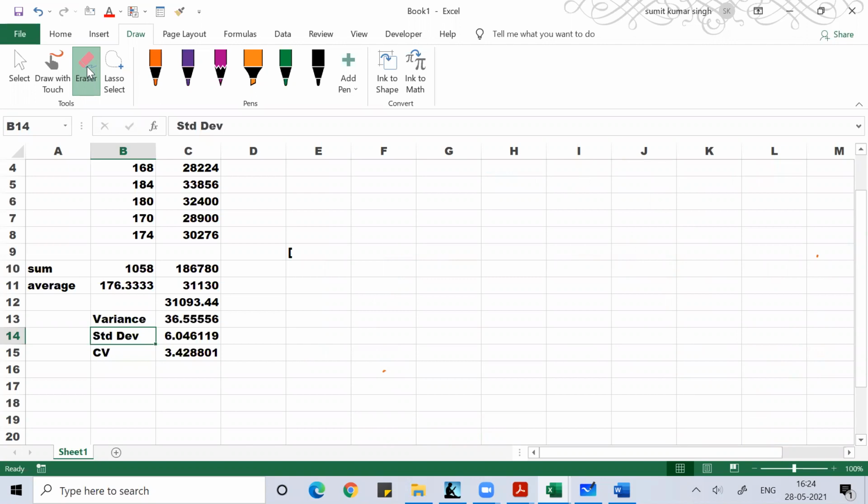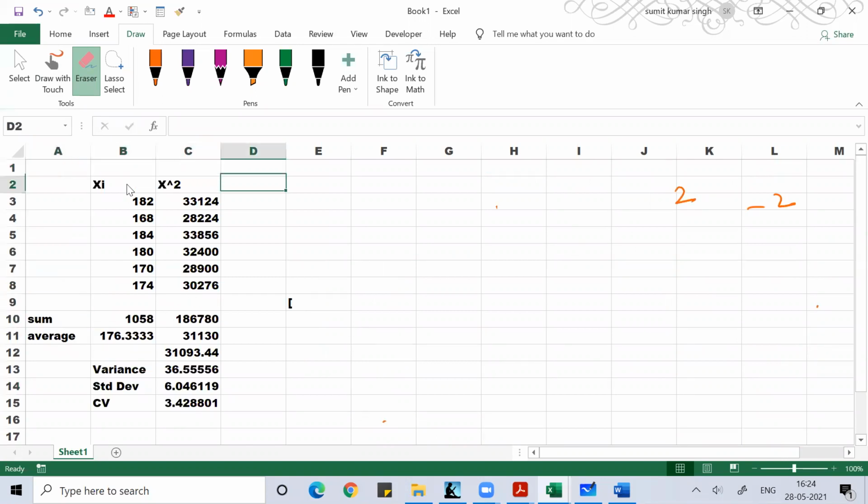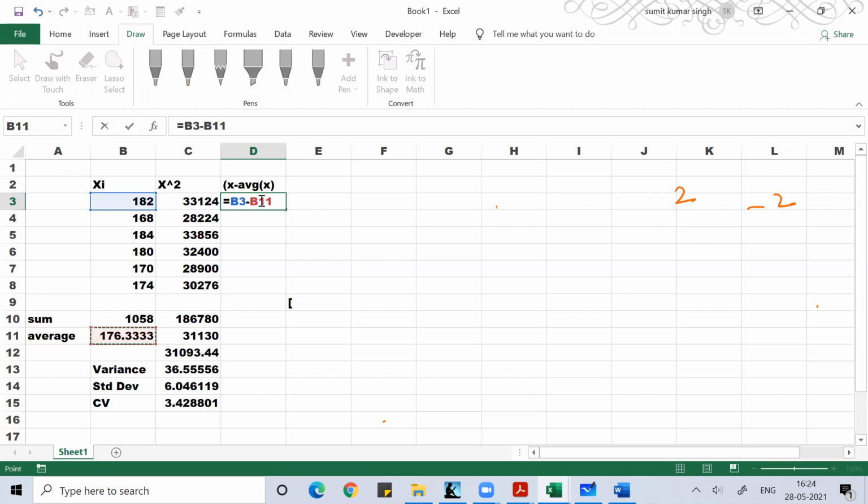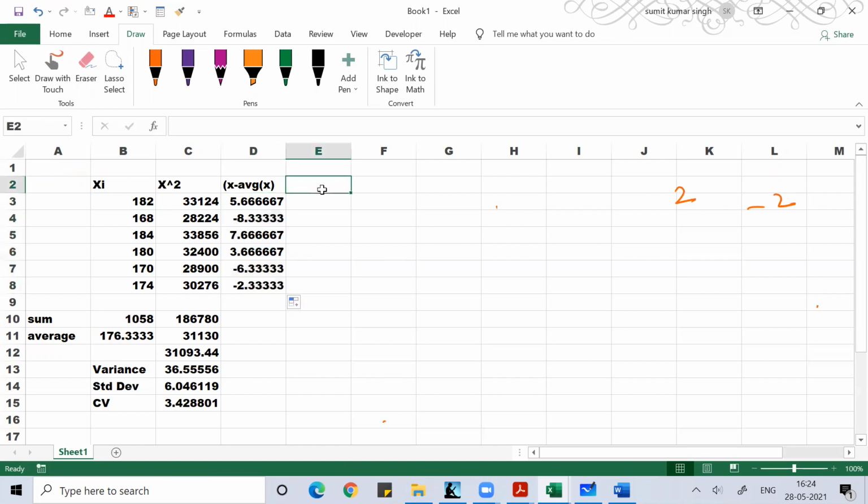Now the same thing, you can calculate. You could have found x minus average of x. This is your average of x. So if you do like this, you'll get the same answer. When you find x minus the average of x, then find the square of this.